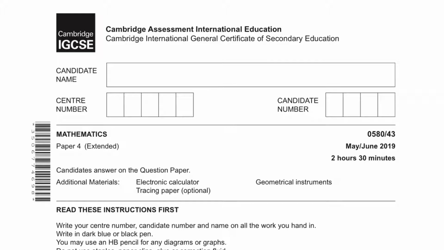Hi everyone. Today we are going to solve Mathematics Paper 4 Extended IGCSE Variant 4-3 May-June 2019.